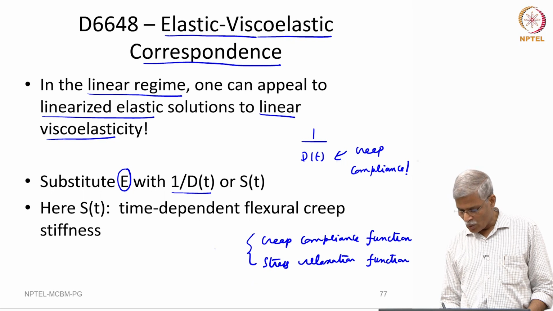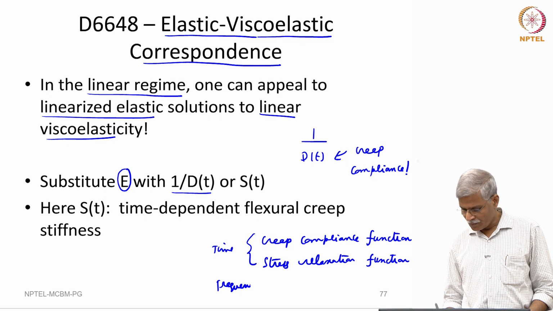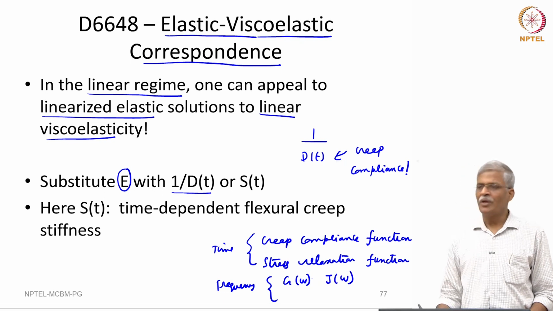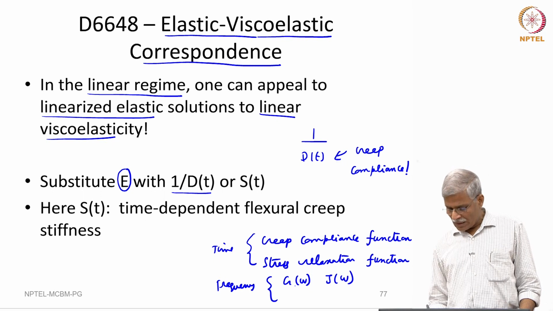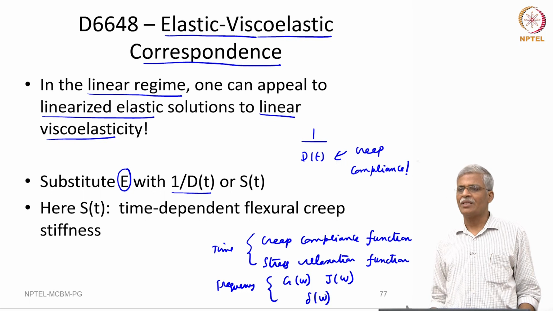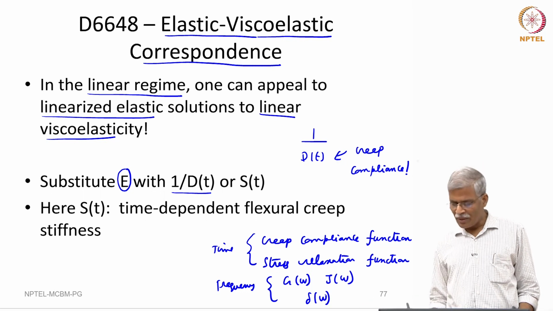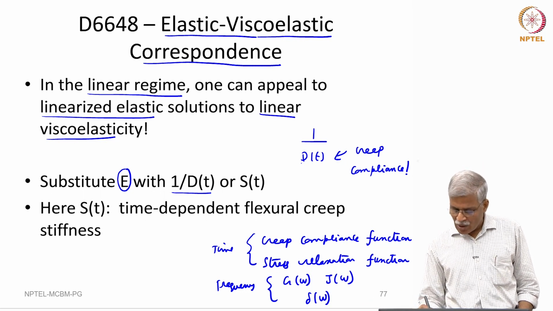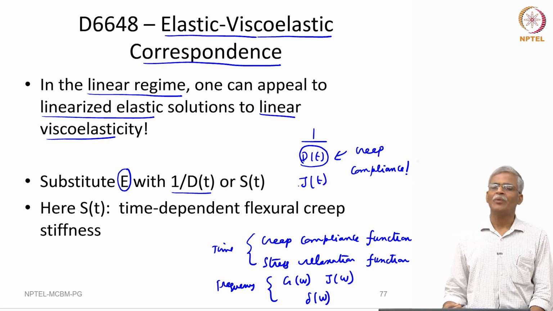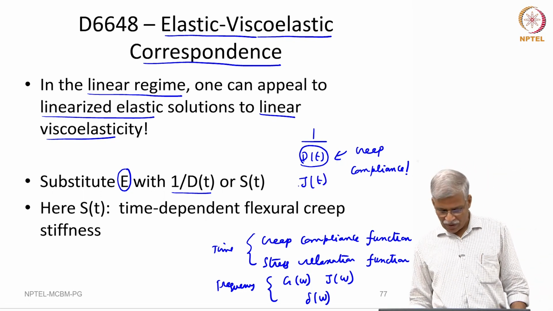In frequency domain, depending on whether we were controlling the stress or controlling the strain, we introduced G of omega, J of omega. In addition, we also introduced the phase angle function. These were all dependent on frequency here. There is also a popular way of designating D as compliance, it is nothing but J of t. So, this is a terminology that one should be familiar with, right.